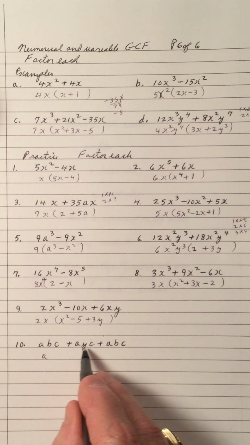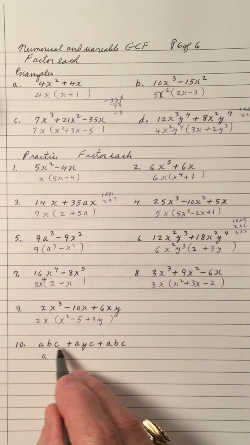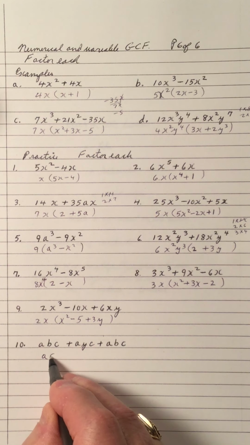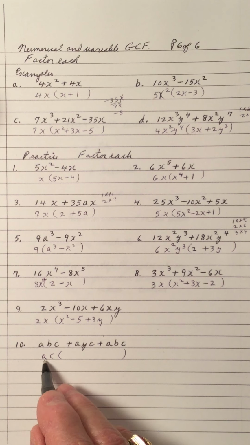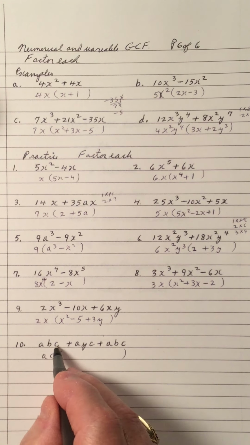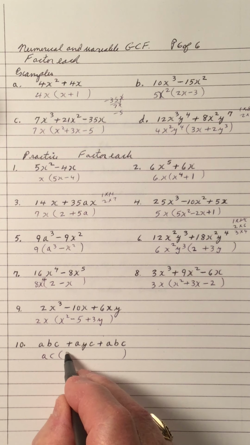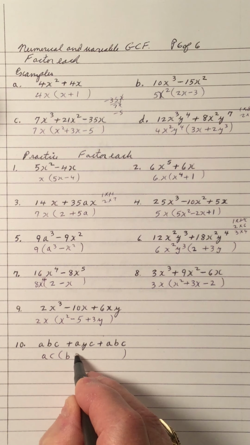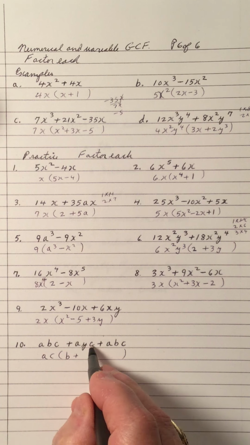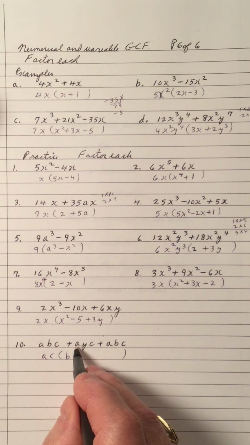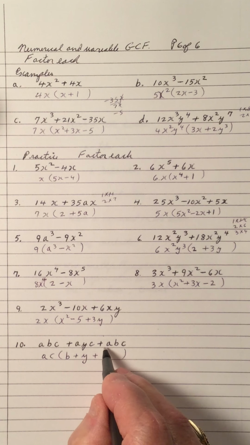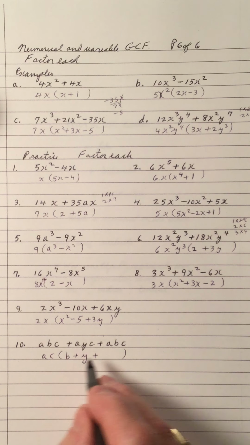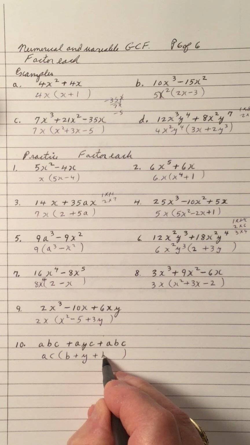I have a B here, but not here, so I don't have a B as a GCF. I have a C and a C and a C. So A and C are the GCFs. GCF is A and C. A, B, C divided by AC, I get a B. A, Y, C divided by AC, I have an A, I have a C, I need a Y. And A, B, C divided by AC, I need a B.